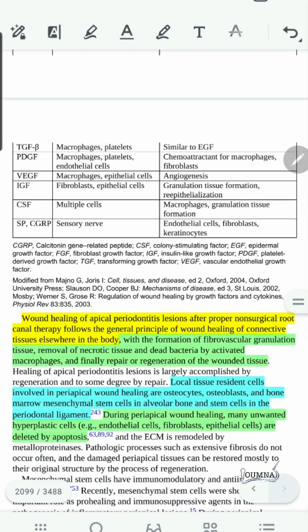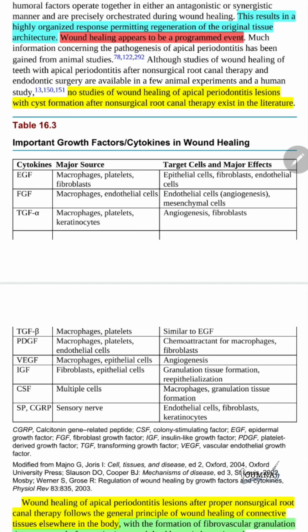Now the author is answering a very contradicted topic, that is, do apical periodontitis cysts heal after a normal non-surgical treatment of the canal? And he is saying that no study of wound healing of apical periodontitis lesions with cyst formation after non-surgical root canal therapy exists in the literature, which means the answer is no. The cyst cannot be healed by normal root canal therapy, and a surgical approach is more convenient.